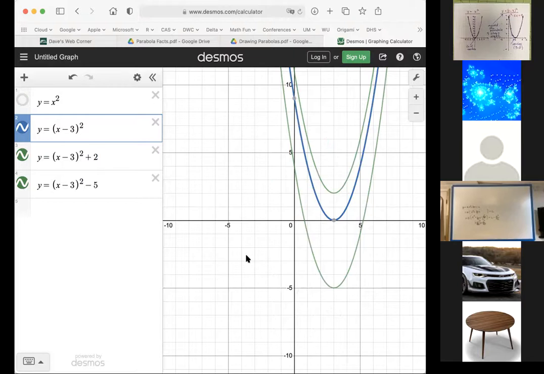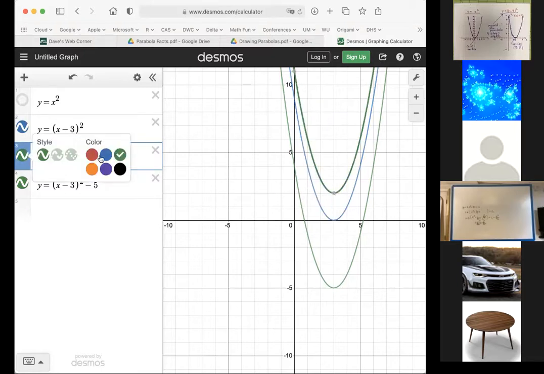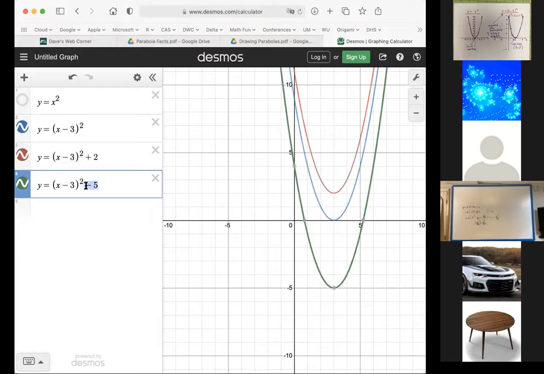Let me hide the original parabola for a second. So do you see what adding a number on the outside does? This is kind of natural. When you say plus 2, you think it's going to go up 2, so it does. Let me change that color to red. When you say minus 5, you think it's going to go down 5, so it does.